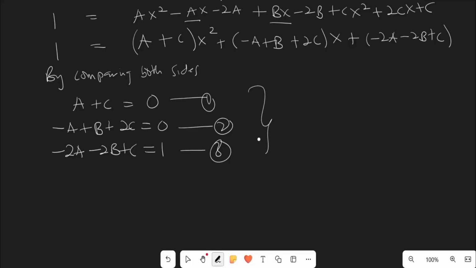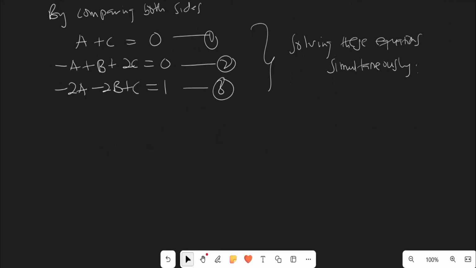I won't do this here, but if you solve these equations simultaneously, the value of a is going to be negative 1 over 9. That of b is going to be negative 1 over 3. And c is equal to 1 over 9. If you plug these values into any of these equations, you are going to satisfy all of them. So these are the values of a, b, and c.